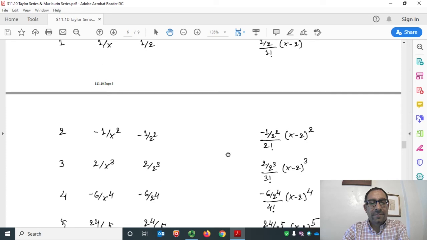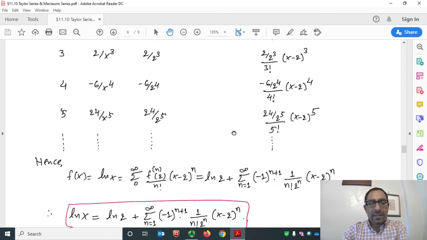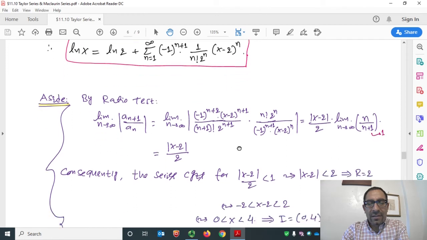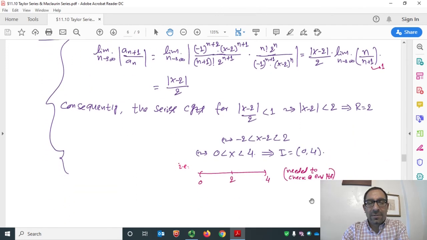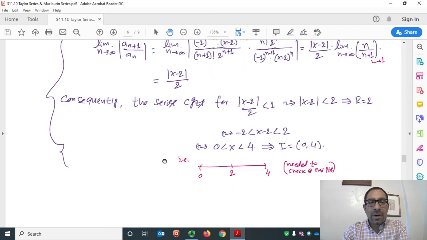Similarly, I computed up to the fifth derivative here. Then the Taylor series of ln x at x equals 2 turns out to be ln x equals ln 2 plus the summation from n equals 1 to infinity of negative 1 to the power n plus 1 times 1 over n factorial times 2 to the n times (x minus 2) to the power n. Great. And we can again use the ratio test to find the radius of convergence and interval of convergence, which is given here. I hope you can easily compute I and R using the ratio test that we covered in our preceding sections. So now let's move on.